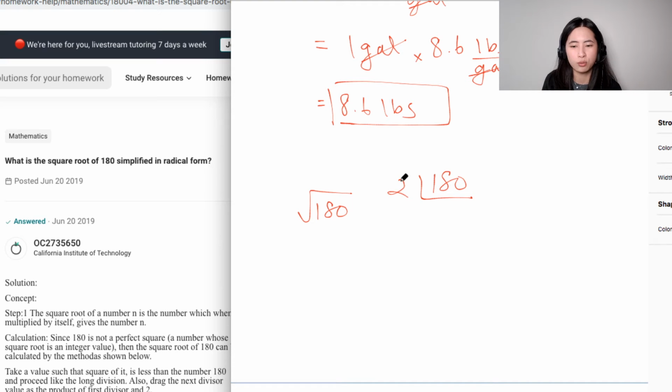So I'm going to use 2, right? Because I know that 180 is divisible by 2. And how do I know that? Well, 180 is an even number, right? So if your last number is an even number, therefore it's divisible by 2. So that's how I know.